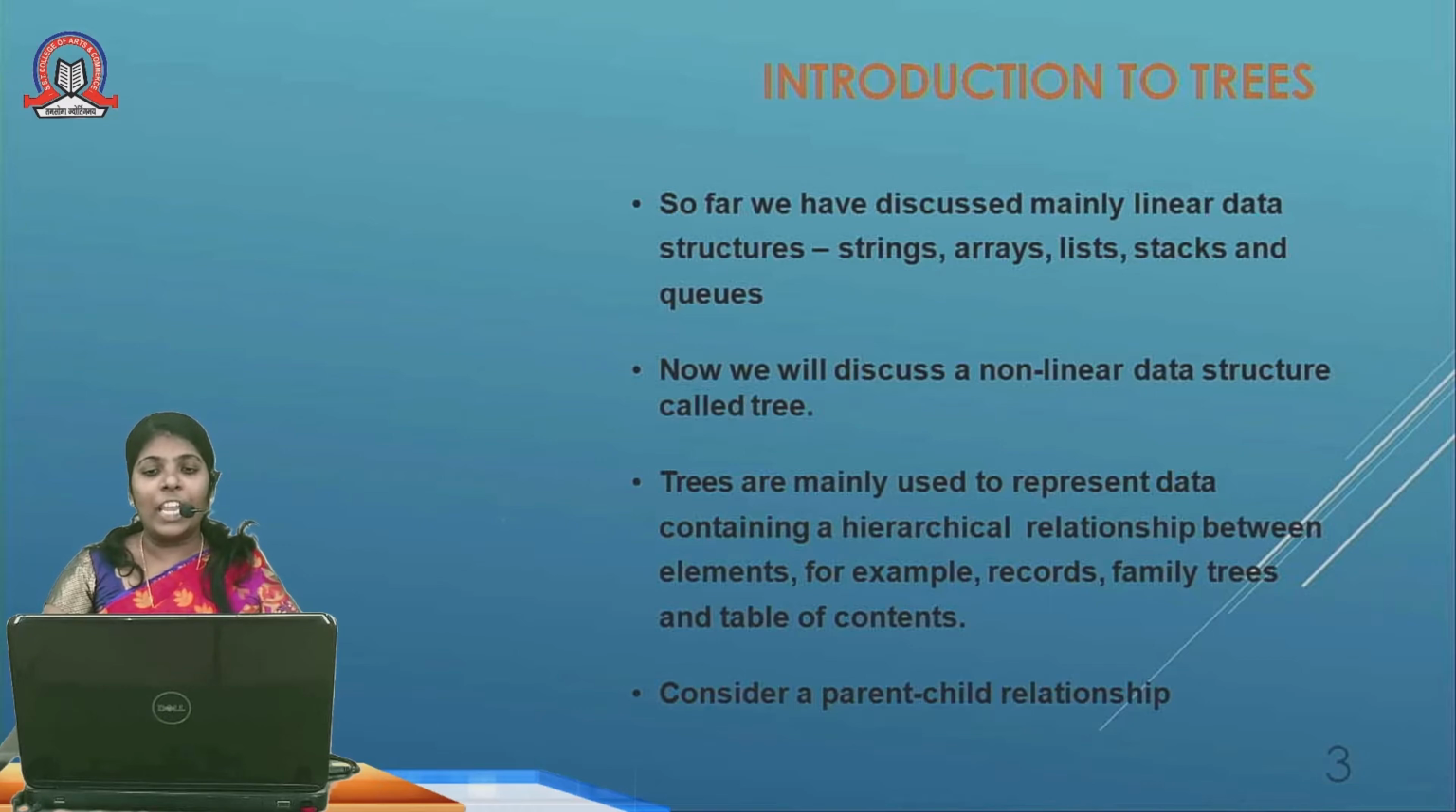Trees are mainly used to represent data containing a hierarchical relationship between elements. For example, you can say record, family trees and table of contents.